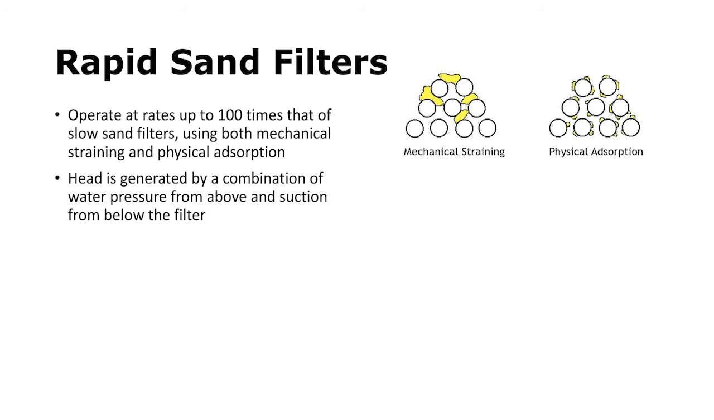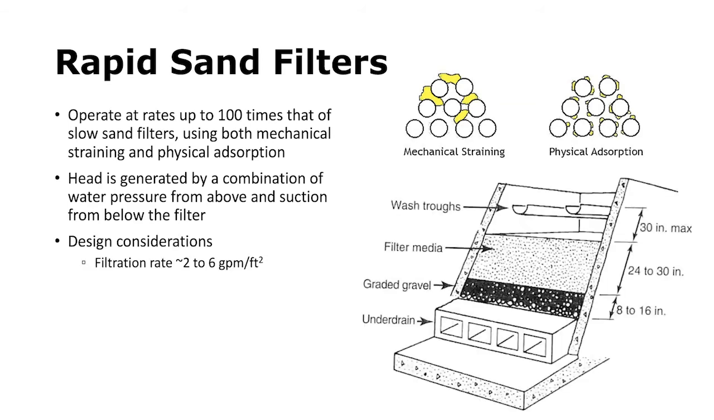Pressure head, which refers to the level of water and the amount of potential energy that the water has going through the filter. This is generated by a combination of water pressure from above, in other words, the initial height of the water above the filter, and also from a suction effect that happens below the filter. So creating sort of like a vacuum and pulling in pressure to help pull that water through the filter.